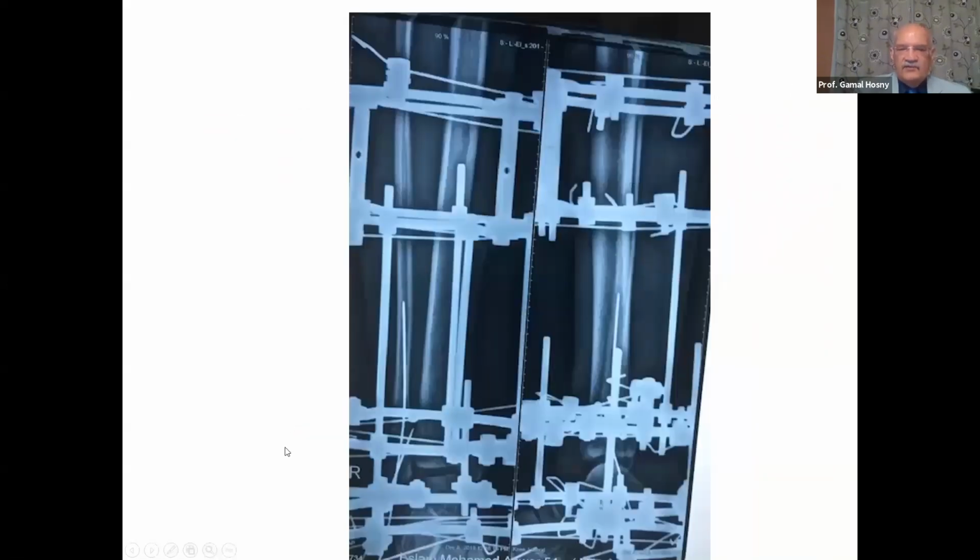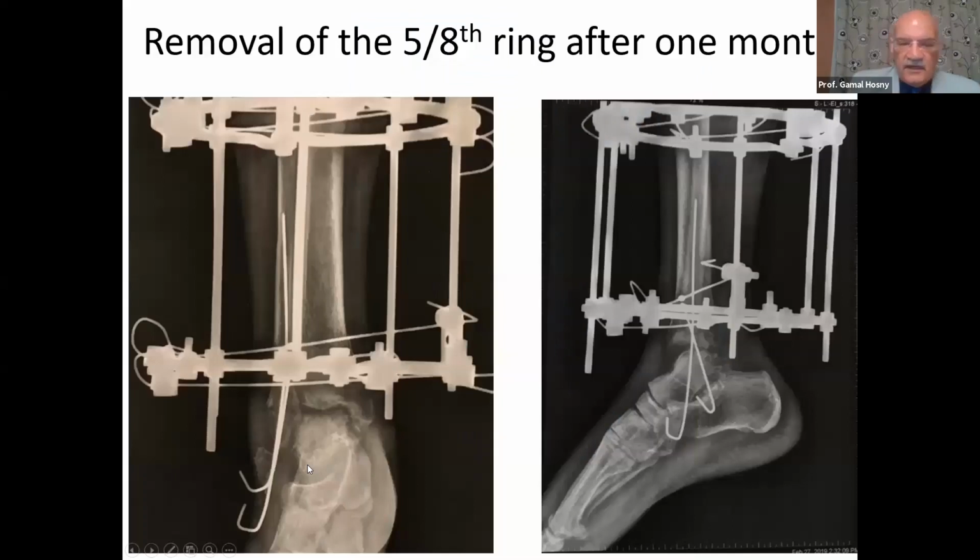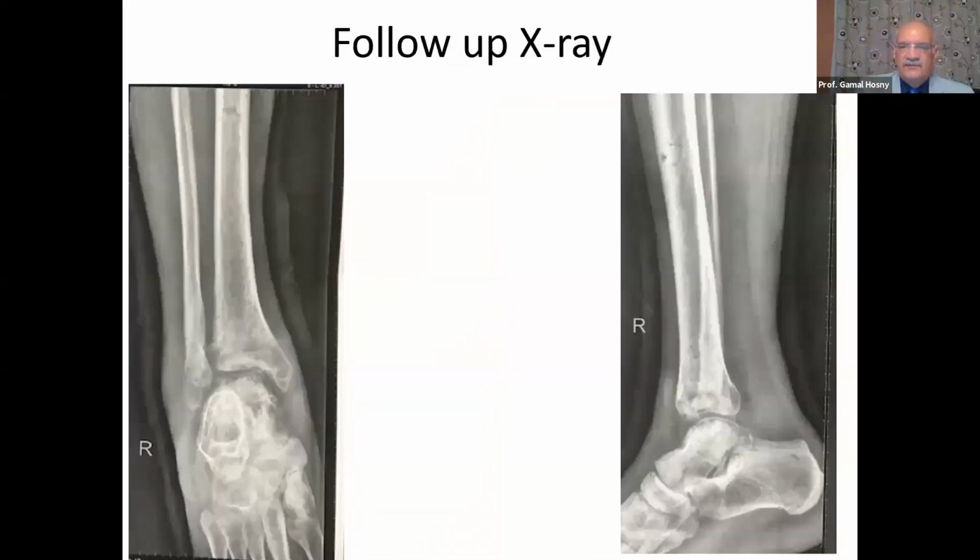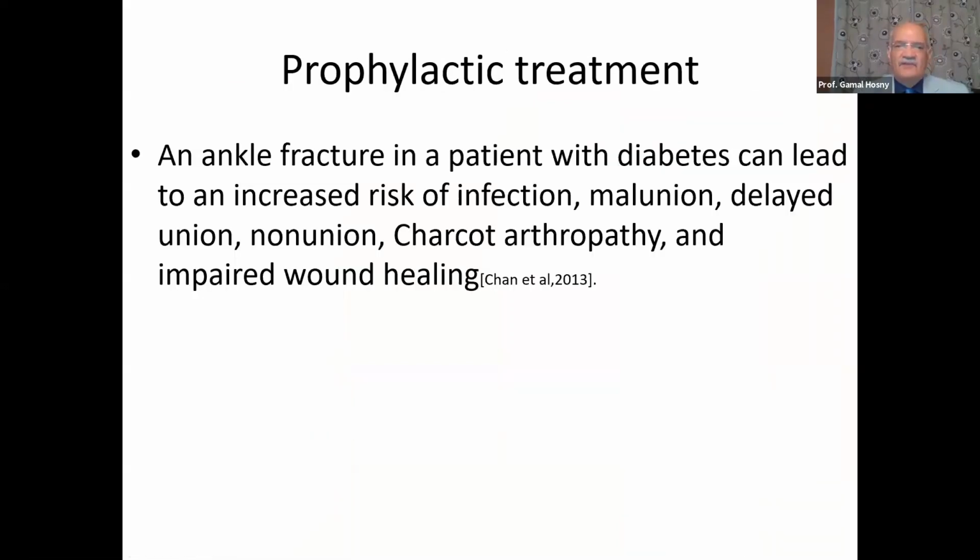And then we removed the calcaneal wire and applied five rings to allow movement. We want to have early movement of the heel. And this is afterwards with complete union. So we have to think about prophylactic treatment, before the fracture happens. Don't take cases of fissures and minor trauma in diabetics lightly, no. Take them very seriously. It's not that simple.